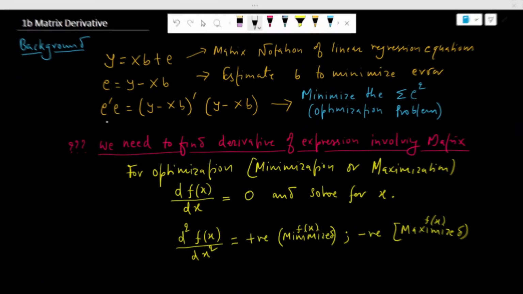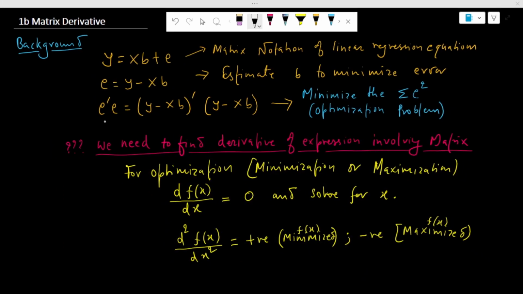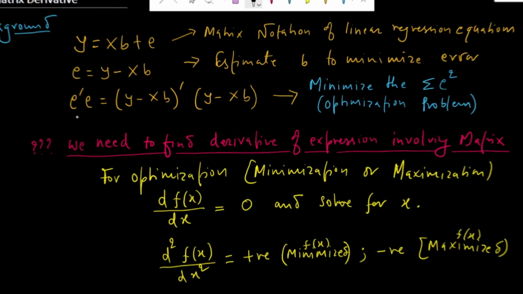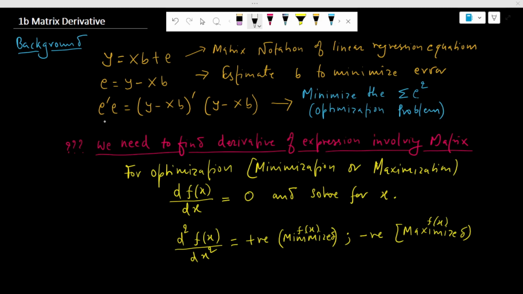In this video, we will discuss the matrix derivative, how we calculate the derivative of expressions involving matrices. In our earlier video, we had seen that the matrix notation of the linear regression equation is given by y is equal to Xβ plus e, where y is our dependent variable and X is the independent variable. This is the matrix that contains the independent variables, and e is our error term.